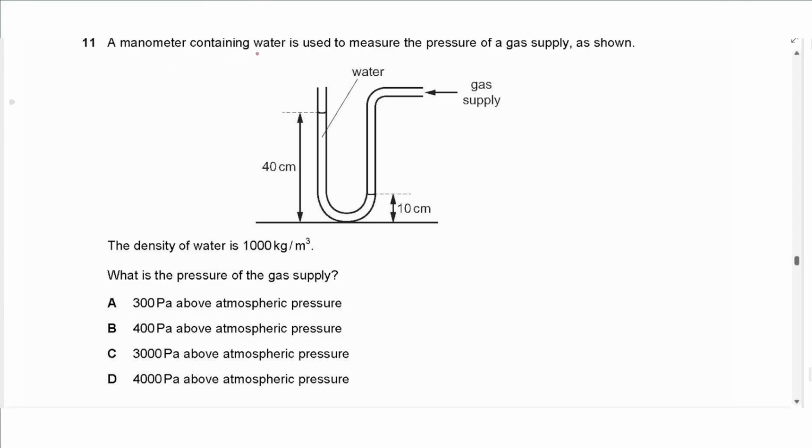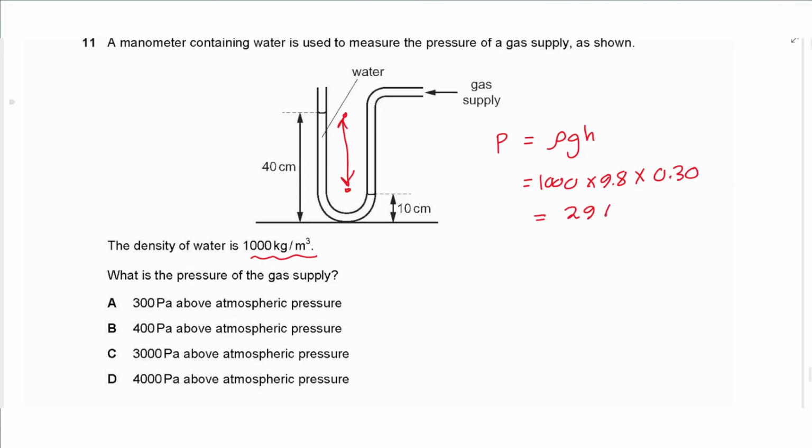It says a manometer containing water is used to measure the pressure of a gas supply as shown. The density of water is 1000 kilograms per meter cubed. What is the pressure of the gas supply? We can use the change in height between the two levels in the manometer as H in the equation pressure equals rho g h. So we have density 1000, g is 9.8, and h is the difference between 40 and 10, that's 30 centimeters, but we convert it to meters, so it's 0.30. This gives an answer of 2940, that's approximately 3000 Pascal.